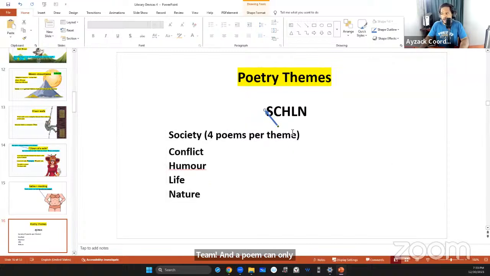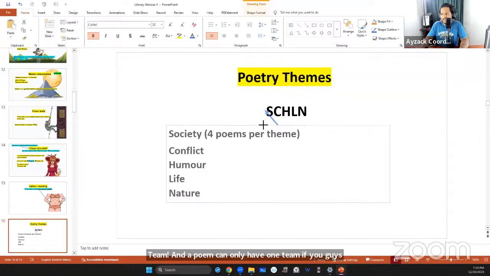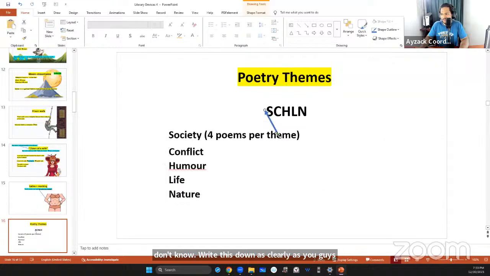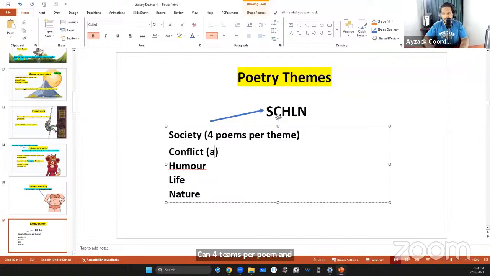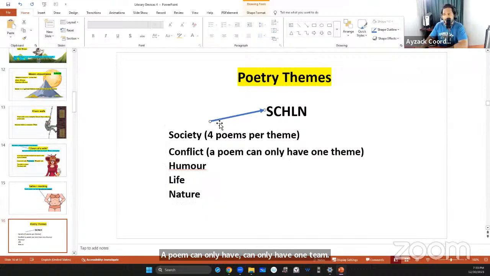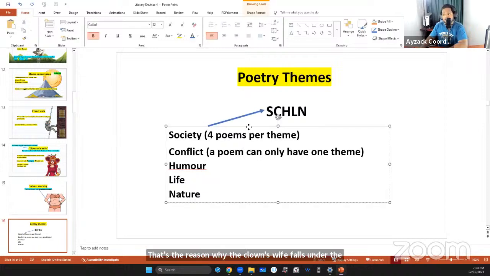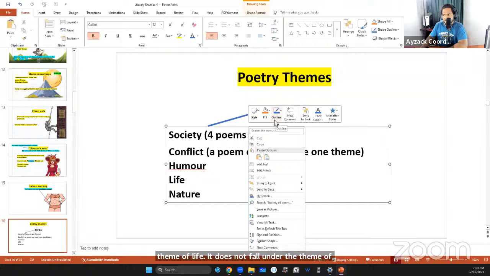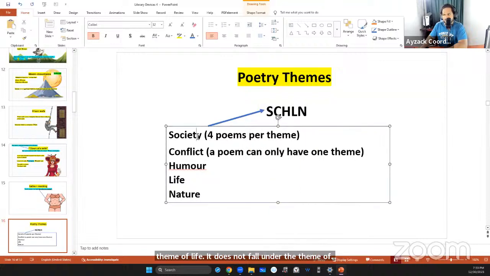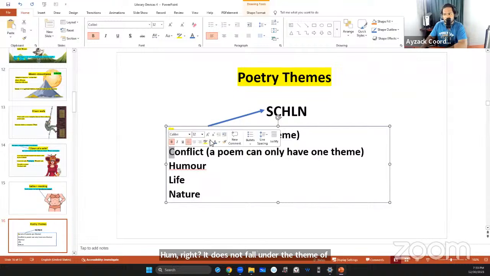If you guys don't know, write this down as clearly as you guys can. 4 poems per theme, and a poem can only have one theme. That's the reason why The Clown's Wife falls under the theme of life. It does not fall under the theme of humor, right? We have 4 different poems that fall under the theme of humor.